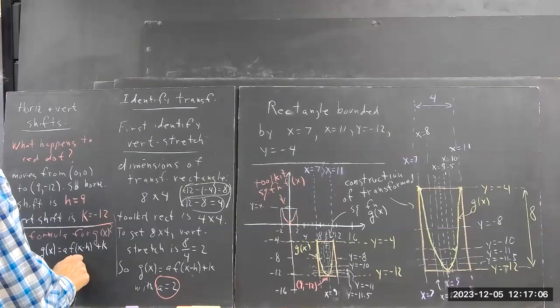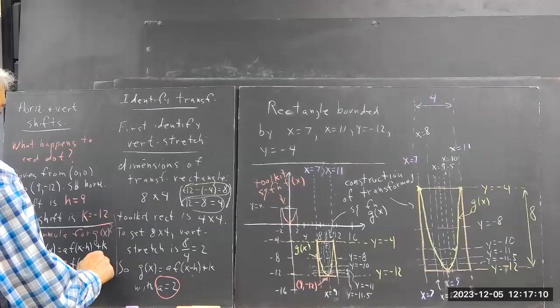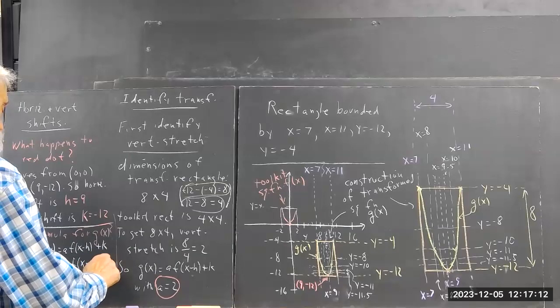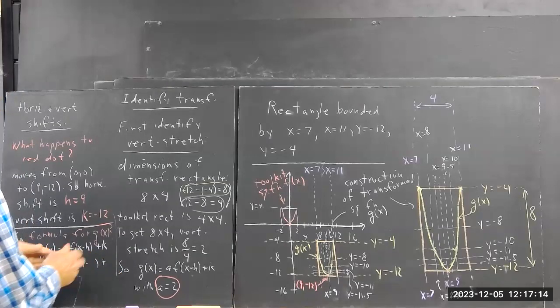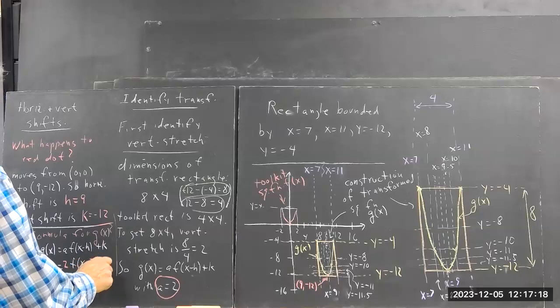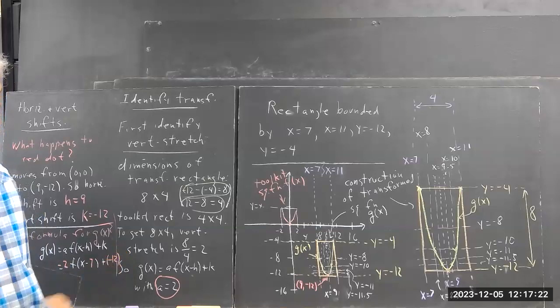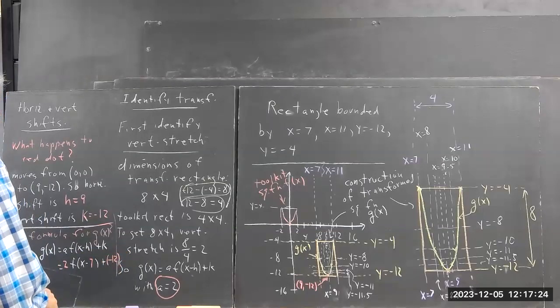I'm going to write it with f's. I'm going to just write out this form literally. Now k is -12, so I'm going to put a -12 there. Now, what's that?